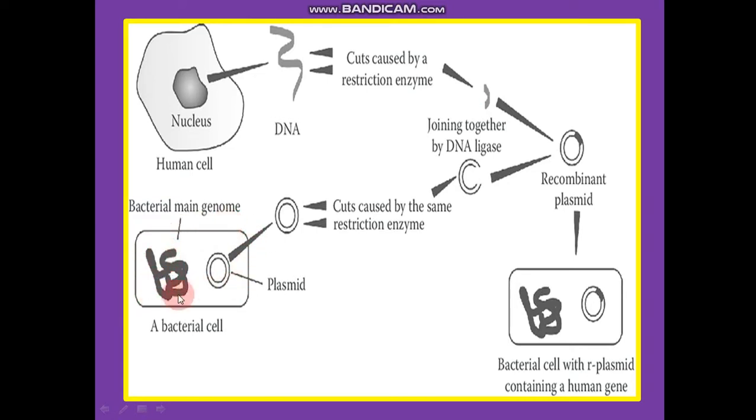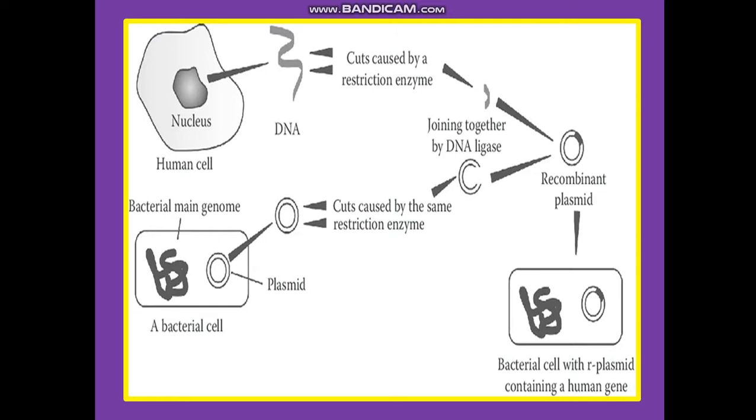Now what we have done here, we have taken a bacterial cell. Bacterial cell has its bacterial chromosome and a plasmid, circular DNA. We are taking this plasmid out. We are cutting the plasmid using the same restriction enzyme that we used to cut the human DNA. Same restriction enzyme is used to cut here also. Now we have two things ready. We have the gene of interest cut using the same restriction enzyme, and we have the plasmid DNA cut using the same restriction enzyme.